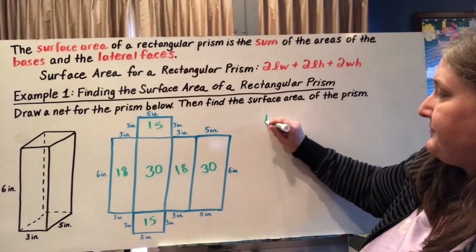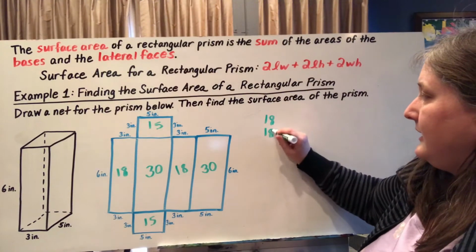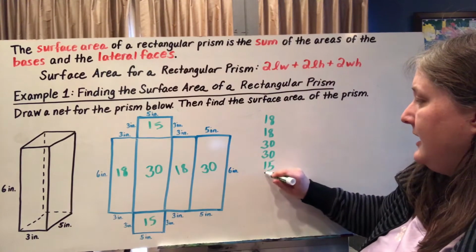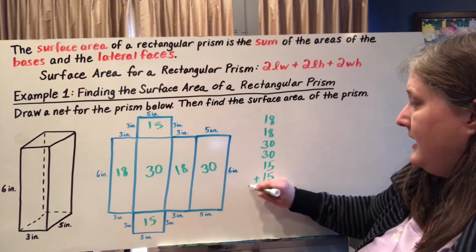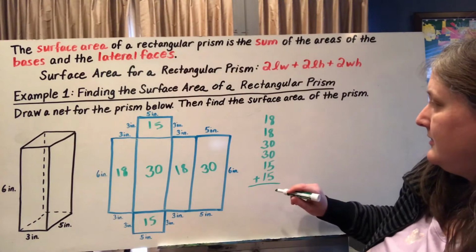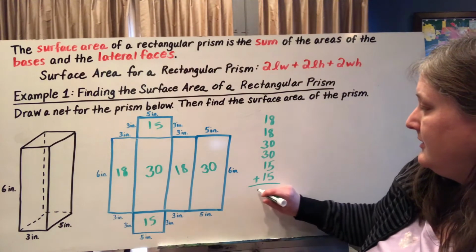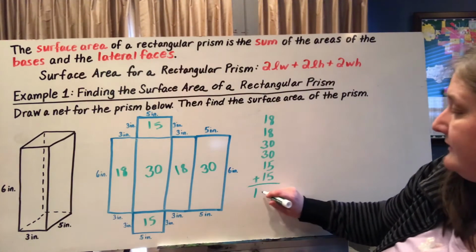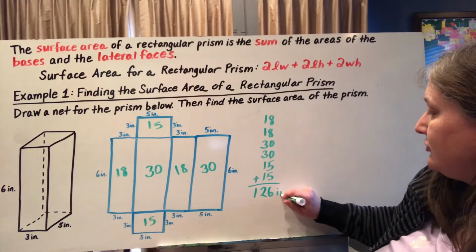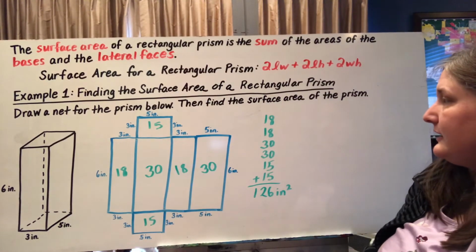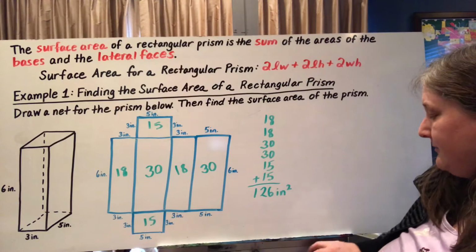So I'm adding 18, 18, 30, 30, and 15, and 15. And for this, I get a grand total of 126 inches squared. Now, another way that I can do this is by using this formula that we talked about.